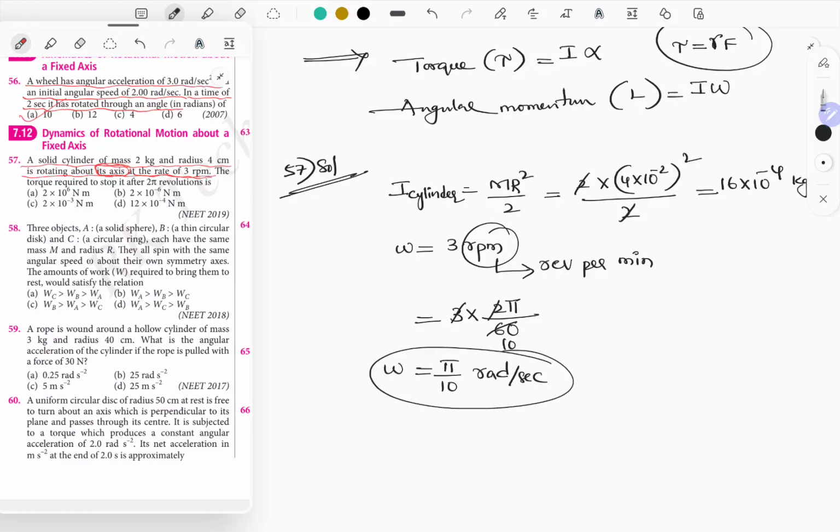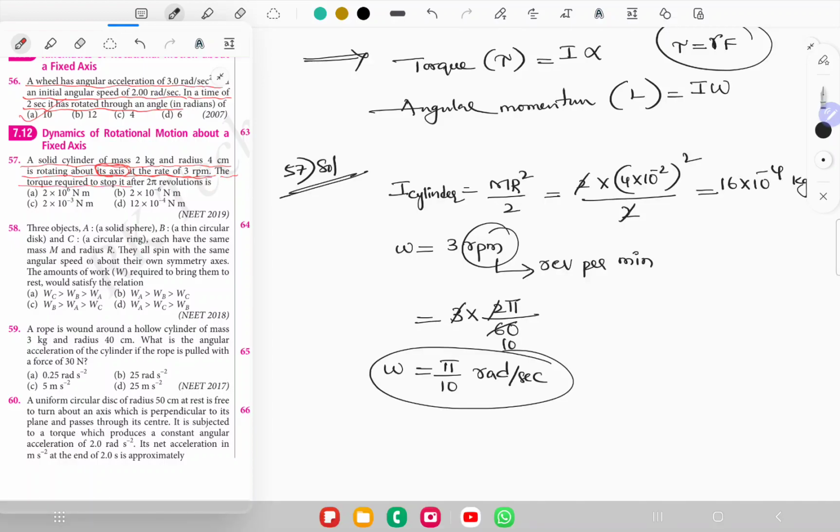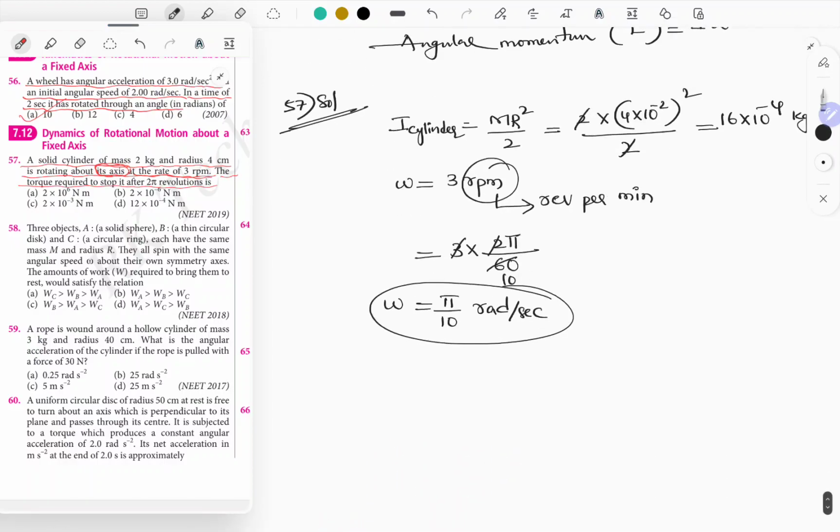Okay, next point: the torque required to stop it after 2 pi revolutions. They're asking what is the torque to stop it, in the sense final angular velocity is equal to 0, initial angular velocity is pi by 10. So after how much distance? Theta they have given, theta is equal to 2 pi revolutions. Revolutions converted into radians: 2 pi into 1 revolution is equal to 2 pi radians. So then theta is equal to 4 pi square radians.